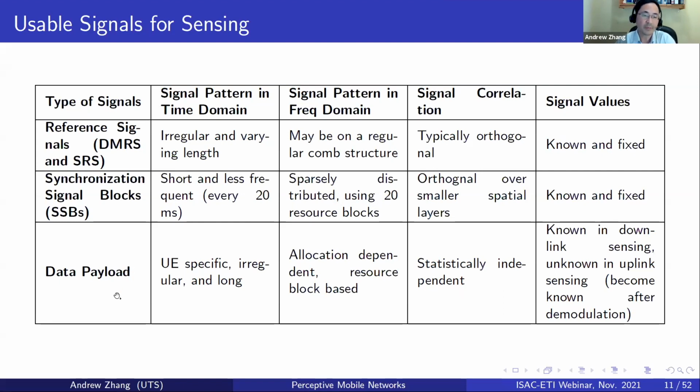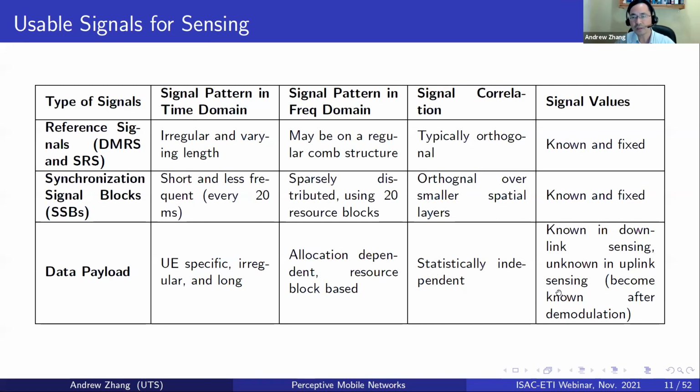The third type is data payload. Data payload is the main signal in each packet, right? But it is unknown, in the sense of uplink sensing. If it's downlink sensing, it can also be known because the transmitter and receiver are co-located or connected. One disadvantage of such a signal is that it is statistically independent. This can lead to low correlation, but they are not orthogonal at a particular time. So this is something we need to be careful about when we use the data payload for sensing.